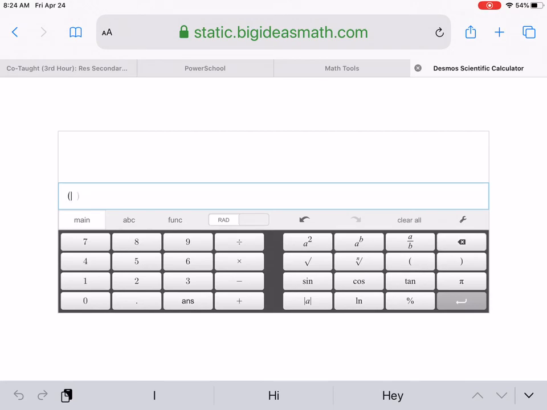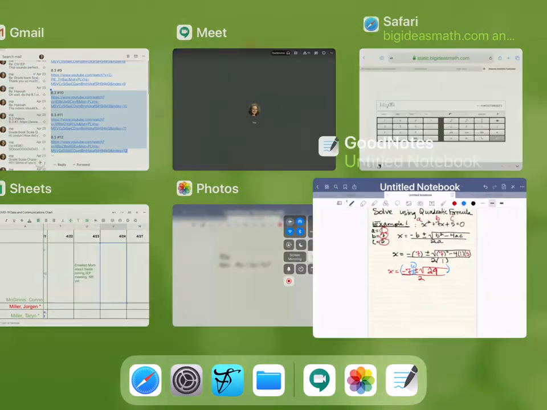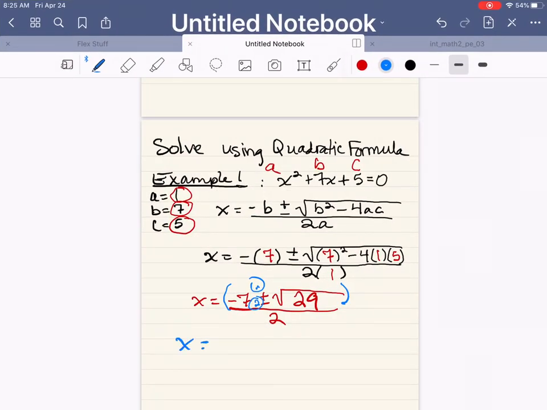Okay, then we're going to do parenthesis -7, we're going to do plus first. Now we're going to type in the radical, and our number under the radical is 29. Then you have to click outside of the radical and put a parenthesis. That's the only tricky part. Then we're going to go divided by 2. And that's our first answer, -0.8. I'm going to round that to -0.81. So x equals -0.81.